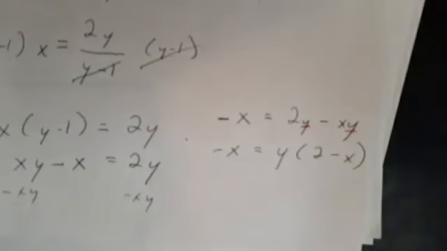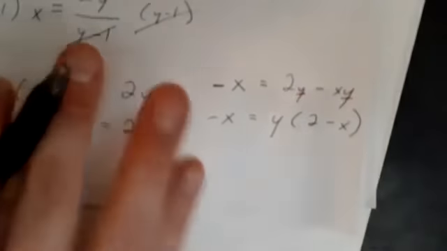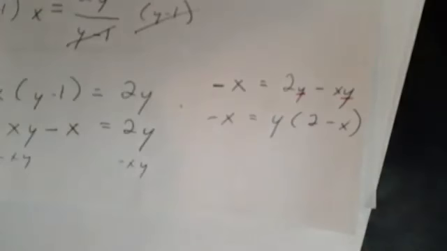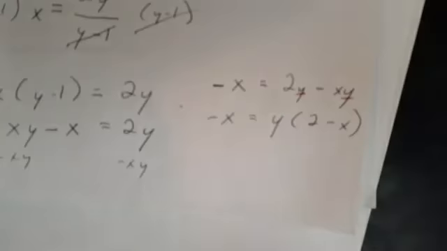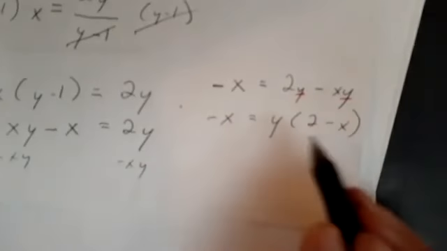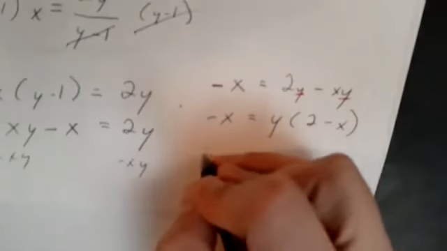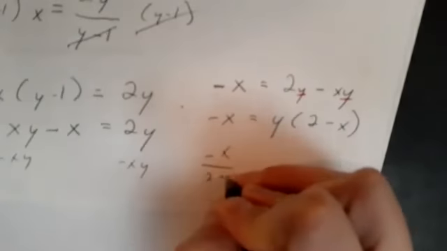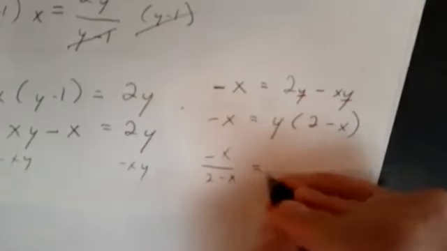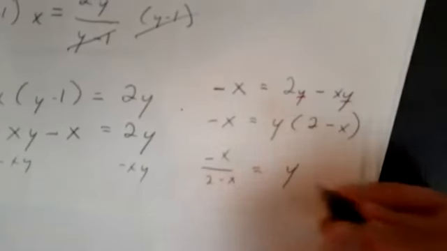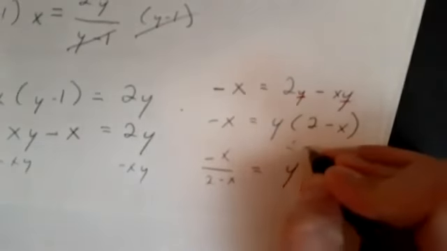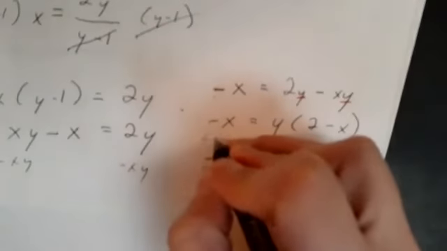And so this looks like minus x equals y times 2 minus x. And there's one little last step we have to do to solve for y. This is y times some junk. So divide by the junk. We want to divide by the 2 minus x over here. And so minus x over 2 minus x is equal to y. And so we divided by 2 minus x in this step, right?